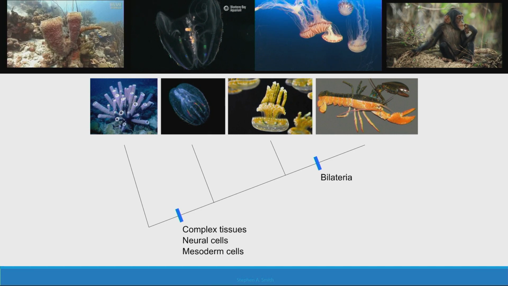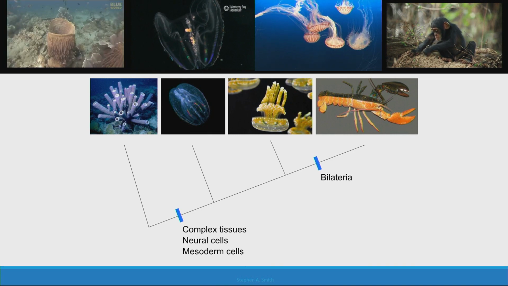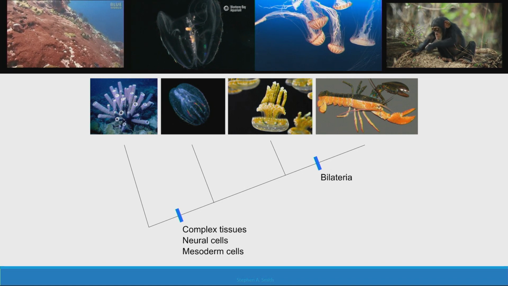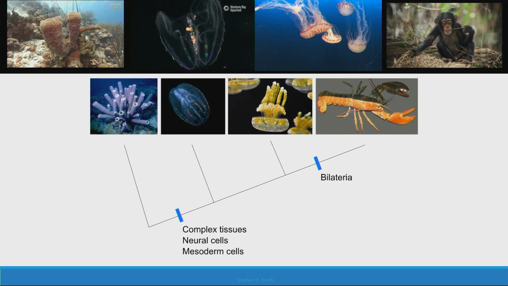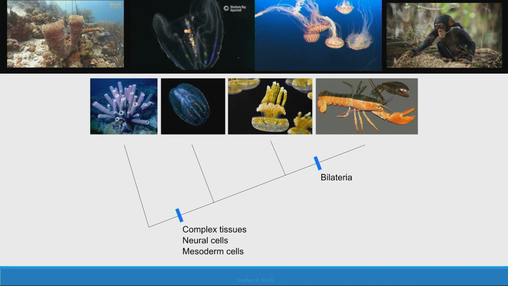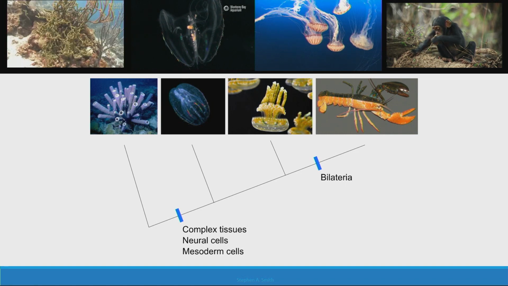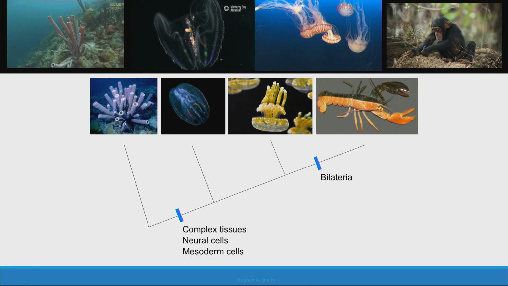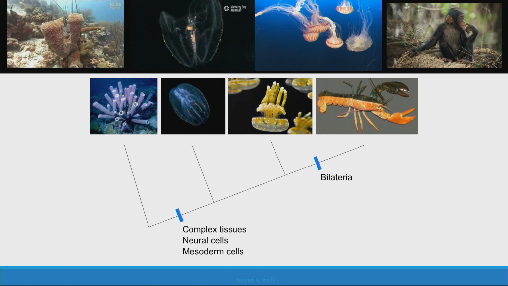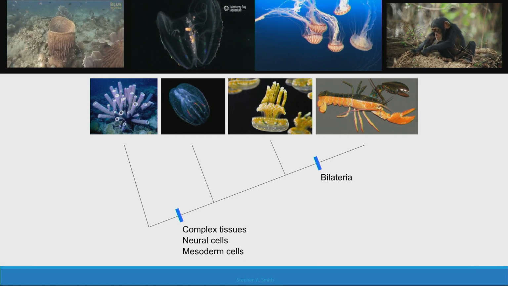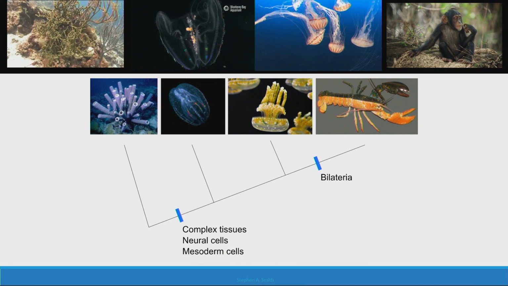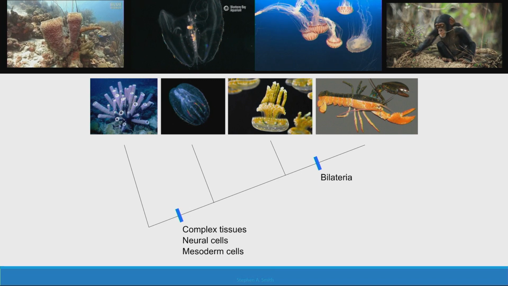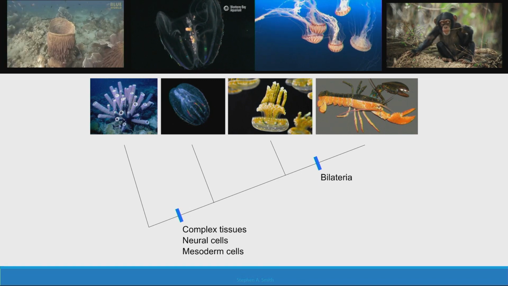Okay, so let me give you an example. This is a diagram of how animals are related. As we understand it, sponges diverged first from early Metazoa about 500 million years ago. They don't have any mesoderm cells. They don't have any complex tissues. Later on, we have a split that has these ctenophores. Those are the very pretty comb jelly that you see there in the GIF. Then later on we have a split that has jellyfish and bilateria. We are bilateria, but so are lobsters.